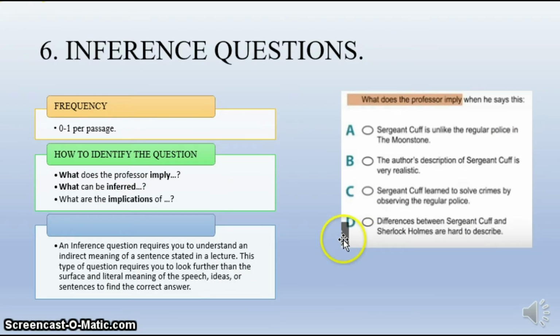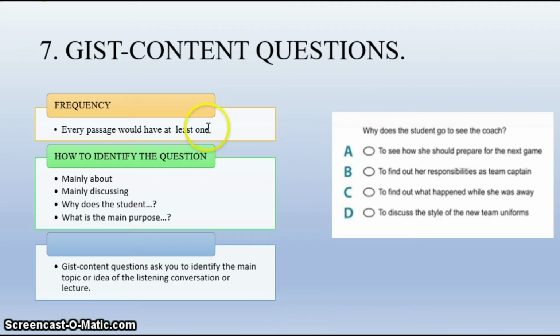And the inference question. Here you can see the keywords: what, imply, what, infer, and implication. An inference question requires that you understand an indirect meaning of a sentence in a lecture. This type of question requires you to look further than the surface or literal meaning of the speech, ideas, or sentences to find the correct answer. Also, you can see the example.